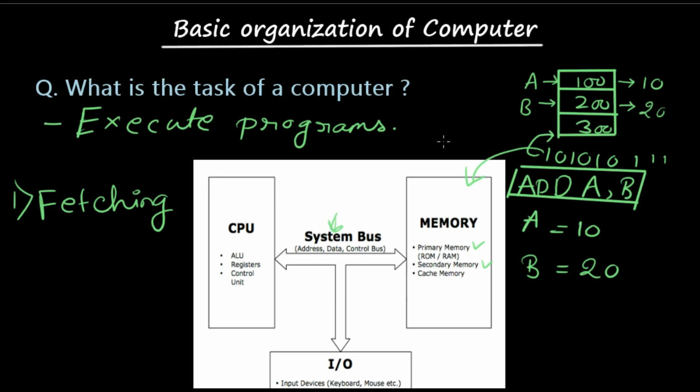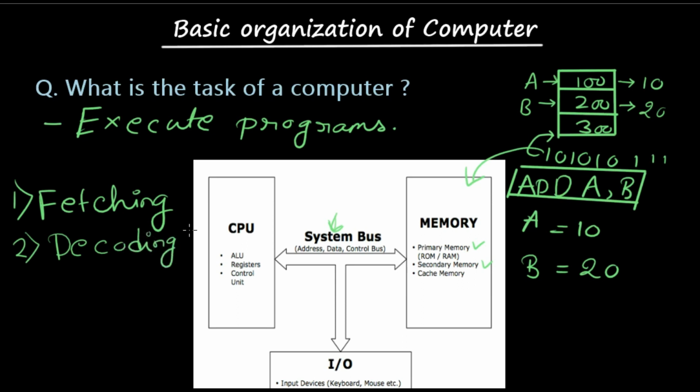Now, how will the CPU decide, looking at 1010101111, what to do? Is it addition? Is it subtraction? Is it multiplication? Is it division? Or anything else? So there has to be some mechanism by which the CPU can understand what to do. This is called decoding.